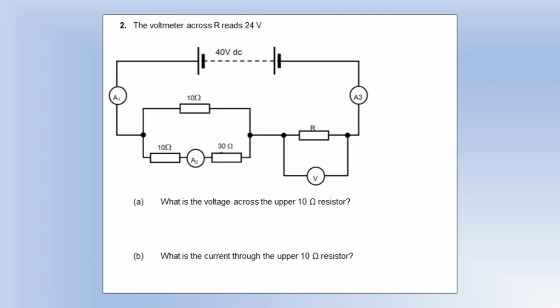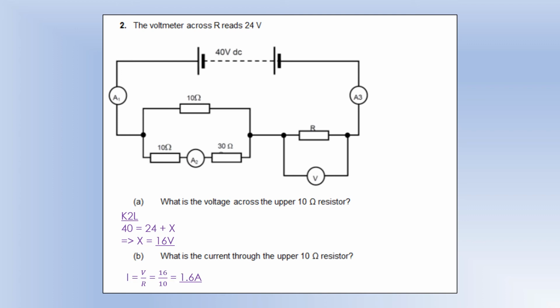Okay. So a voltmeter across R reads 24 volts. What is the voltage across the upper 10 ohm resistor? So we can apply Kirchhoff's voltage law, or his second law. So the sum of the EMFs is 40. The sum of the PD across R is 24. So the PD across 10 must be essentially the difference between those. So it must be 16 volts, so that it returns to the battery with no net change in energy.